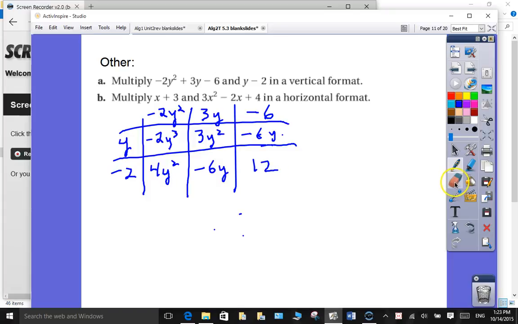All right, so we still have to combine the like terms, but we've made all the terms. This makes sure we multiplied everything in one set of parentheses times everything in the other. And normally the like terms will be on the diagonal. There's the squared terms. There's the y to the first terms. So I'm going to start with negative 2y to the third. That didn't have any other like terms. And now what's 4y squared plus 3y squared? 7y squared. And negative 6y plus negative 6y, negative 12y, and 12.